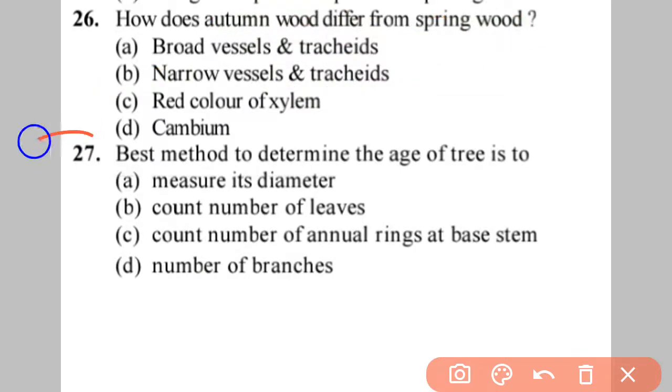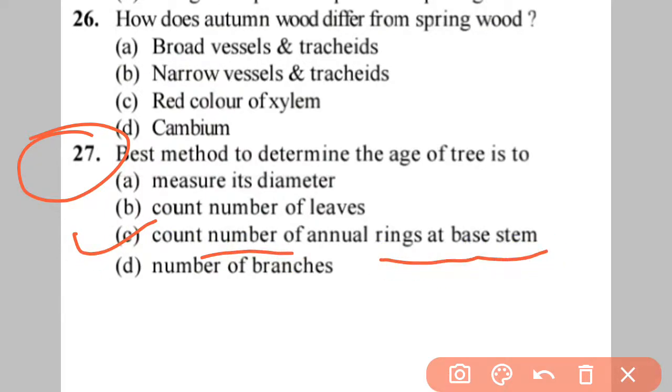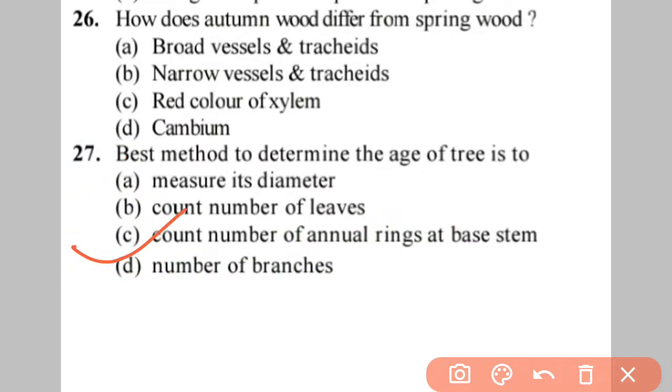Let's move on, question number 27. Best method to determine the age of tree is. Yeah, this is a very easy answer, mostly asked in previous year questions too. So it is basically C, the number of annual rings at the base of stem. Okay, count the number of annual rings at the base of stem. So option C is correct here. You can also check the rest of the options too, but here we have got now option C is correct. So let's move on, next question.